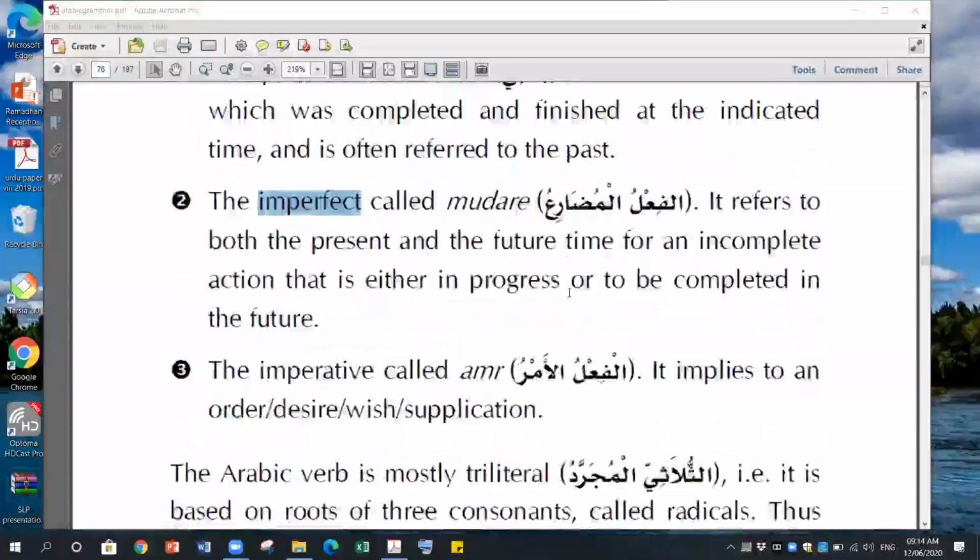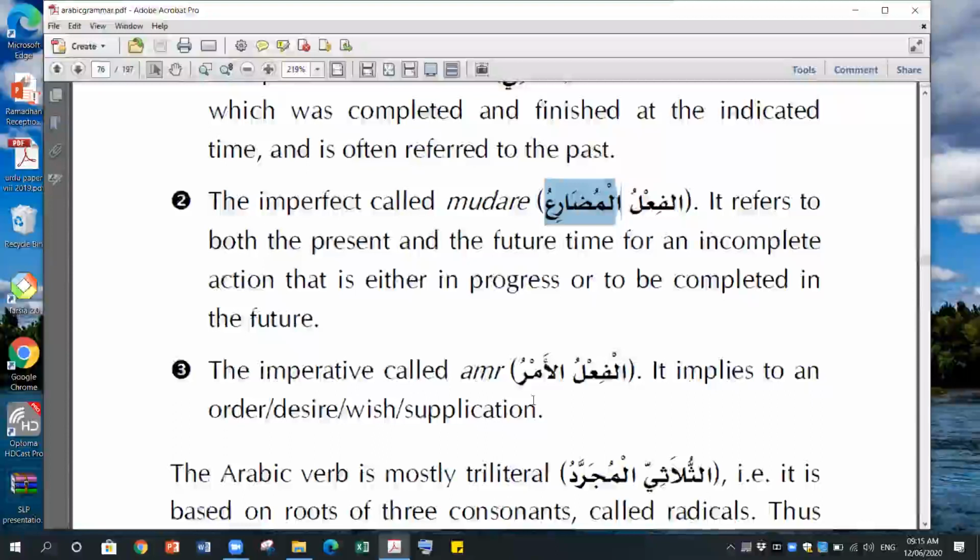The third they have said is fi'lul amr, the imperative, but I don't name it as a different one because this is made from mudari itself. If you understand mudari, you will make fi'lul amr from it. Amr means that when you want to order or desire or wish, like, open your book.